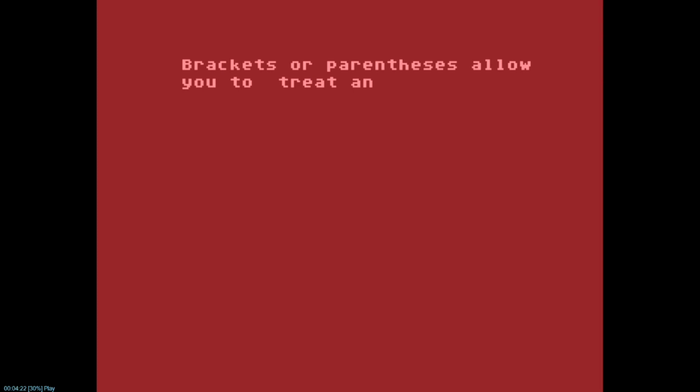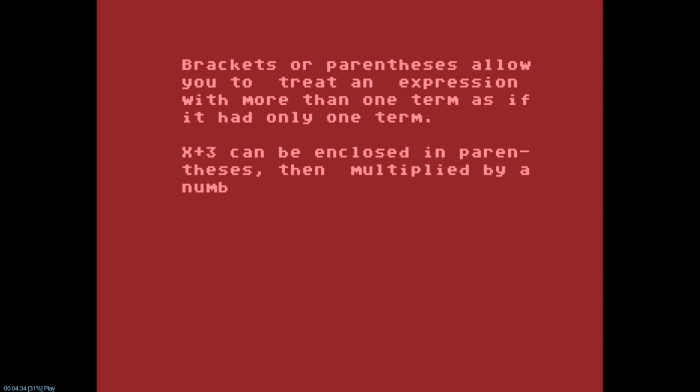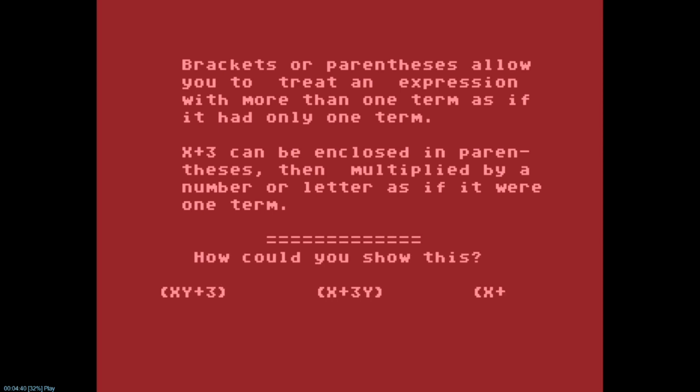In algebra, brackets or parentheses allow you temporarily to treat an expression with more than one term just as if it had only one term. For example, x plus 3 can be enclosed in parentheses, and then multiplied by a number or letter as if it were one term. How could you show the quantity x plus 3 multiplied by y? Right. Show how the product of A times the quantity B plus 2 would look.